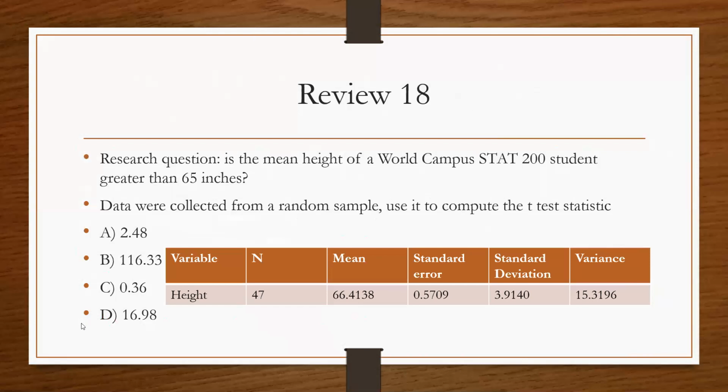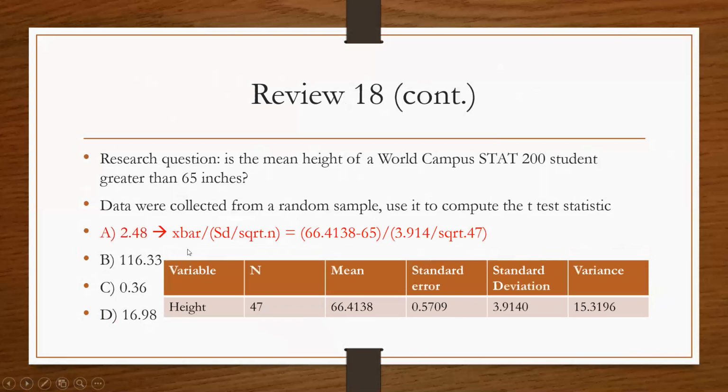All right, yeah, so we're going to go over it. So it is in fact A. So it's the sample statistic that we have here minus the hypothesis. This is one of those cases where it's not zero, divided by the standard deviation, and then divided by the square root of the sample size. So you plug all that in, and you get 2.48.